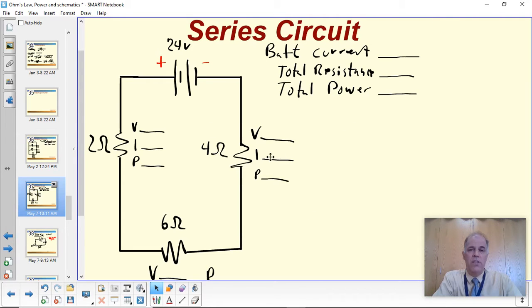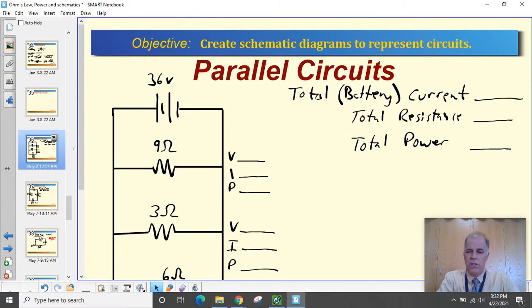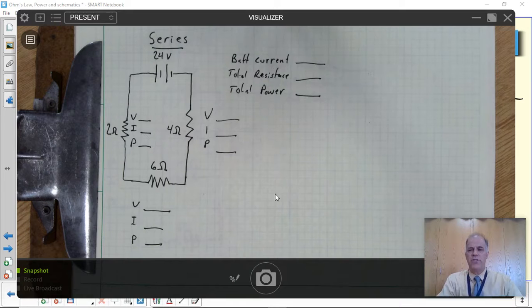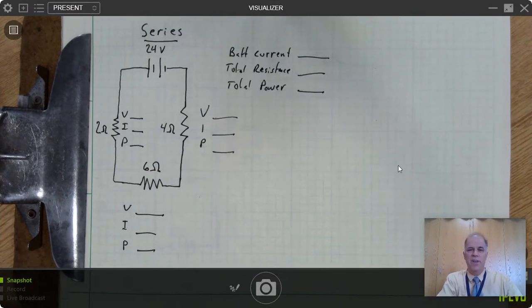And as we get into this, this will all make more sense. Okay, so first off, let's go to this one here. We'll start off with a series circuit since it's convenient.